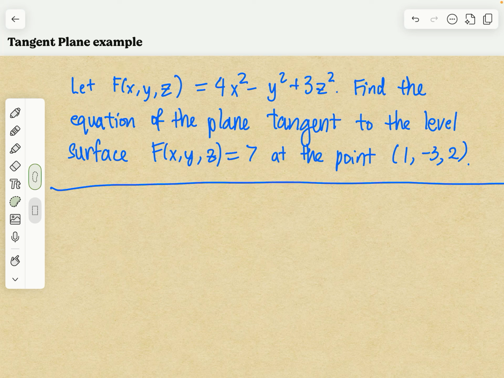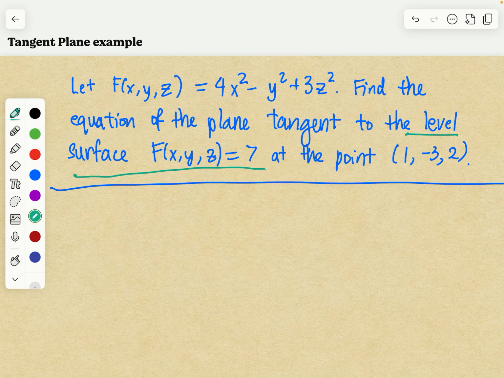What does it mean when it says the level surface, capital F of x, y, z equals 7? So in our temperature analogy, this would be all the points in space where the temperature is 7. If you look at each x, y, z and plug them in, you're going to get different temperatures, right? And this is saying, let's look at where all the points are where the temperature is 7.